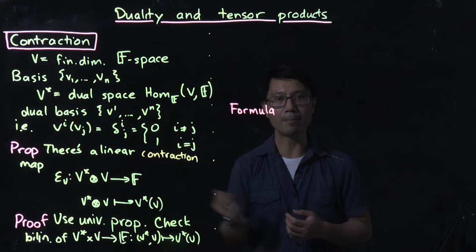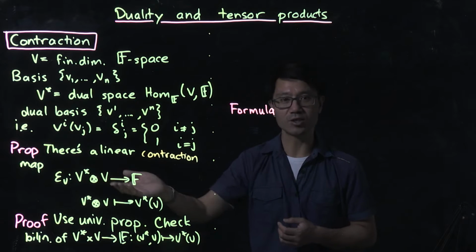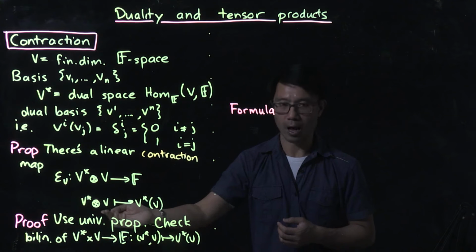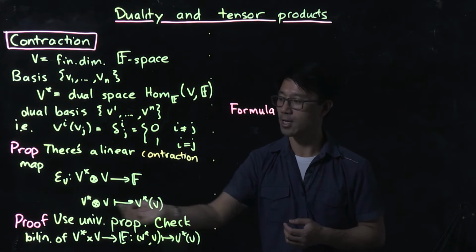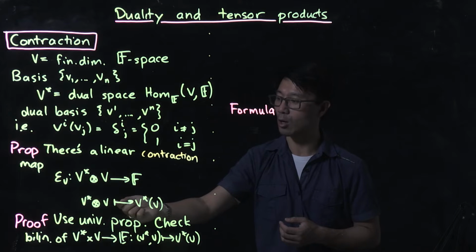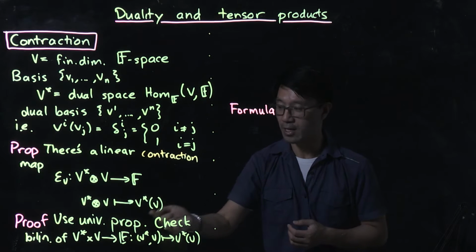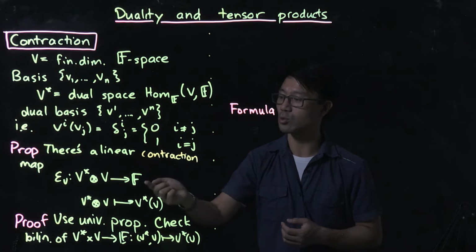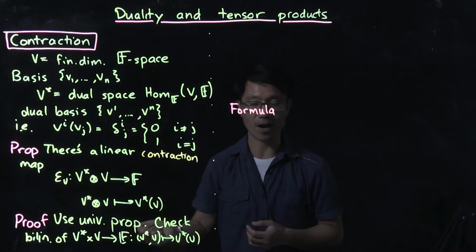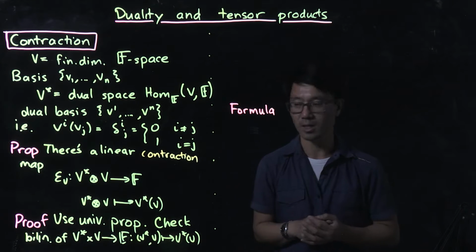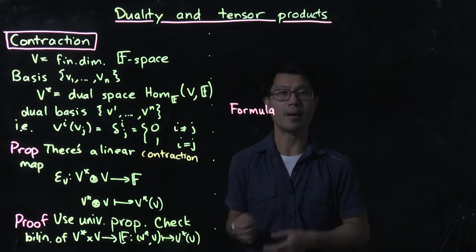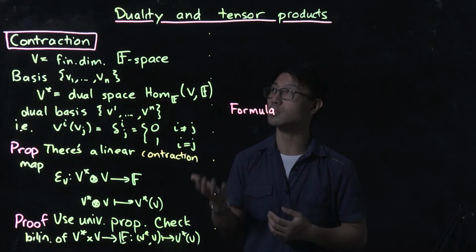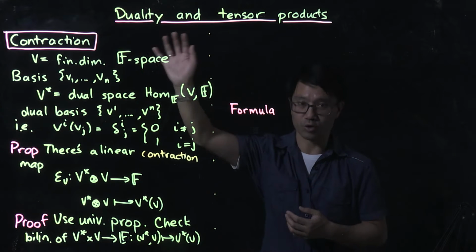To define this map, I just need to tell you what it does on elementary tensors. Suppose you have an elementary tensor here, V star tensor V. What is the scalar that it maps to? Of course, just as we did here, we can substitute V into this linear functional V star and evaluate it to get a scalar. That's why it's also a type of evaluation map, and I've used the letter epsilon. So this is a contraction map, and it's a very, very important map when you study tensor products, especially if you mix it with the notion of duality.